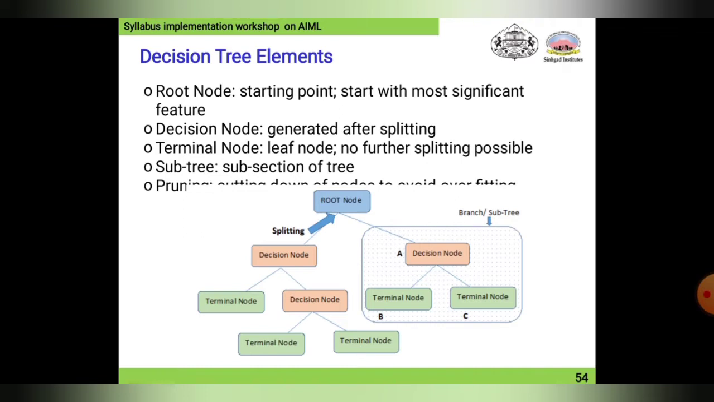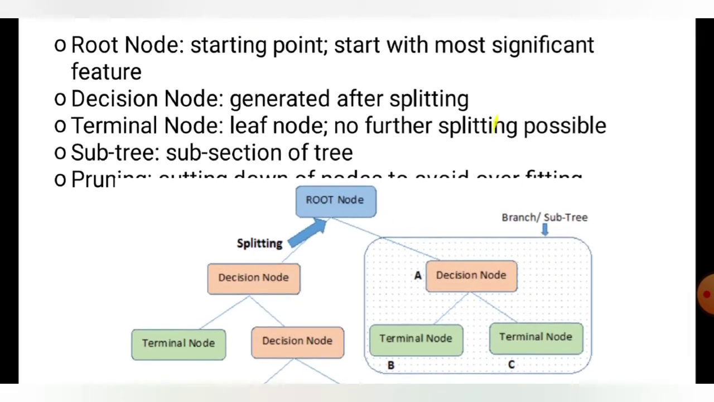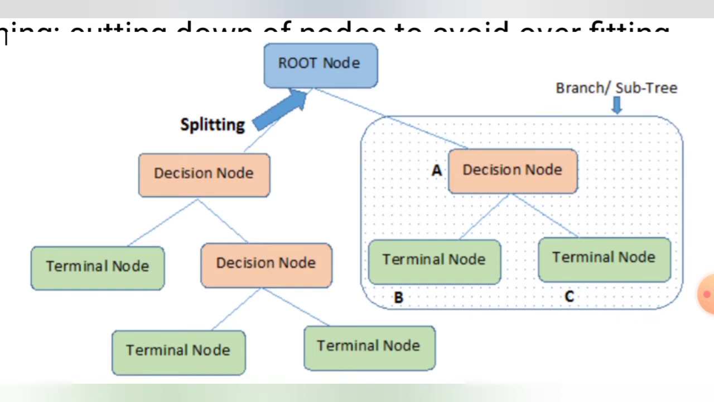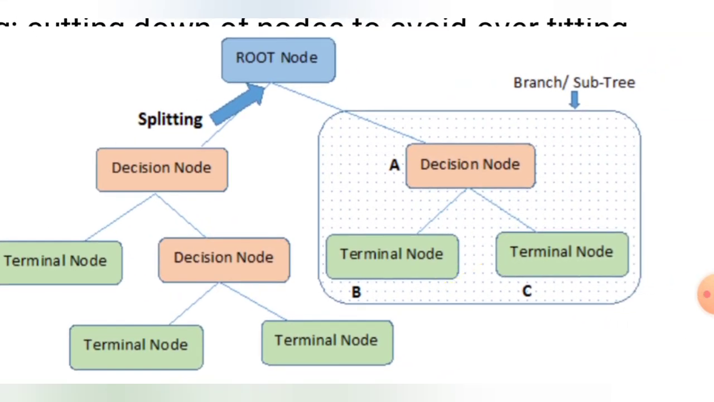As previously told you, the root node is nothing but a starting point, starting with the most significant feature. A decision node is generated after splitting the root node, and the terminal node is a leaf node, where no further splitting is possible. A subtree is a subsection of the tree. Here you can see this is a root node. It will be split into decision nodes, the orange ones, two nodes, and the green is a terminal node, and the blue line is called a subtree or connecting leaf. This is how the decision tree elements work.